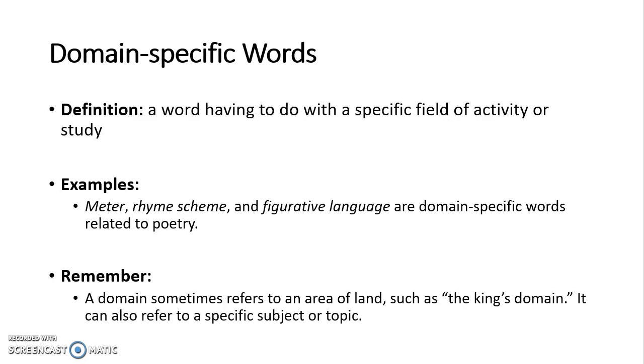Then we have domain-specific words. The definition is a word having to do with a specific field of activity or study. So, for example, meter, rhyme scheme, and figurative language are domain-specific words related to poetry. Remember, a domain sometimes refers to an area of land, such as the king's domain. It can also refer to a specific subject or topic.